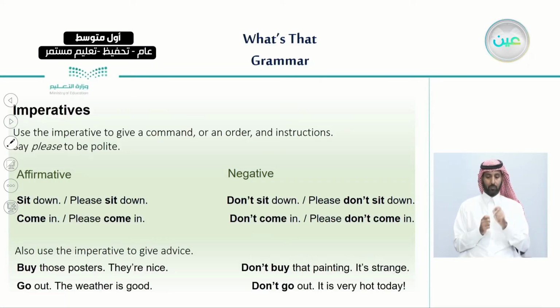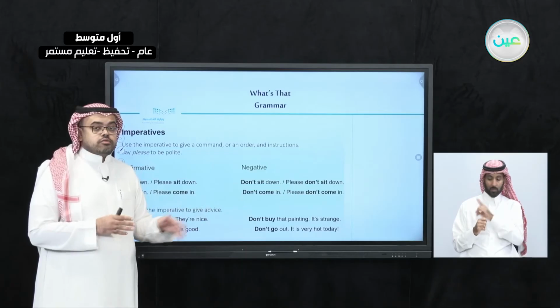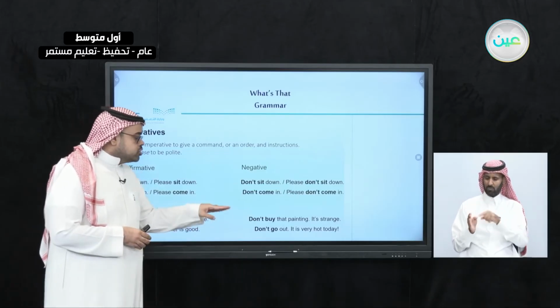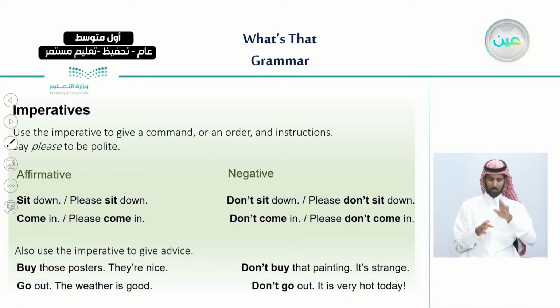So in the negative form, we can have imperatives just for giving advice. For example, don't buy that painting, it's strange. Don't buy that painting, it's strange. Or don't go out, it's very hot today.